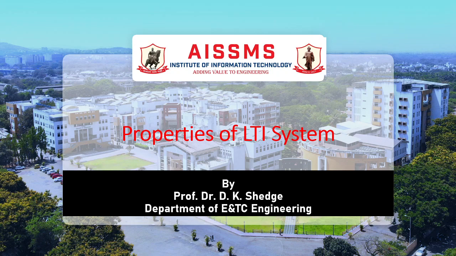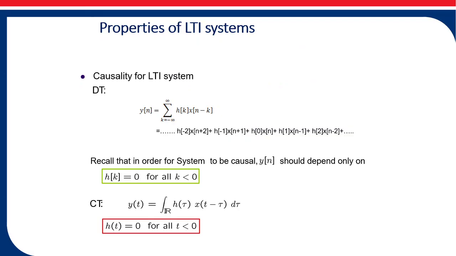Today I am going to discuss the properties of linear time invariant system from the impulse response. It is said that impulse response completely characterizes the linear time invariant system. That's why if we know the impulse response, then we'll be able to find out certain properties of the linear time invariant system. These properties are causality, whether the system is static or dynamic, and stability.